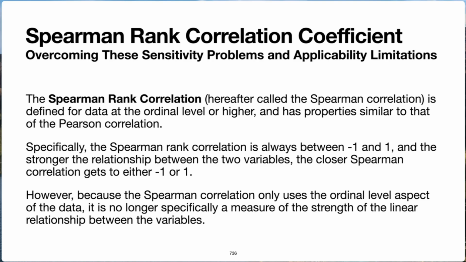So in order for the Spearman correlation to be applicable to ordinal level data, it can only use the ordinal level aspect of that data. So even if you've got data at the interval or ratio level, you can utilize the Spearman correlation with that data. But keep in mind that the Spearman correlation is only going to use the ordinal level aspect of those interval or ratio level variables. So there is a sacrifice of some information when using the Spearman correlation with interval or ratio level variables, but there are some advantages to that, and one of those advantages would be robustness.